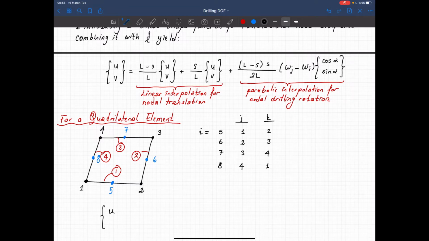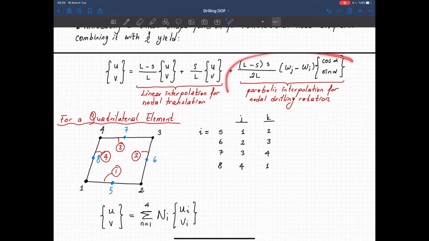So this is U, this is V. That's equal to, so N is equal to 1 to 4. This part is very similar to the bilinear element: Ni multiplied by the nodal displacement in the x direction and the nodal displacement in the v direction. So this part is the linear interpolation for the nodal translations.